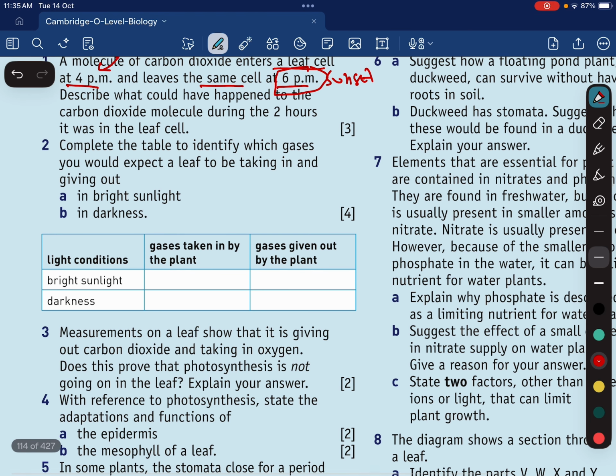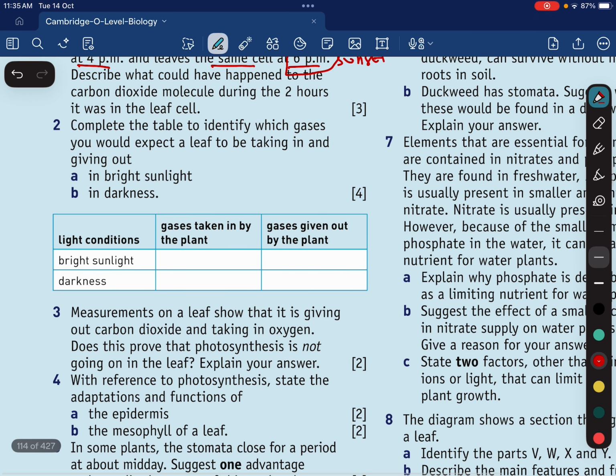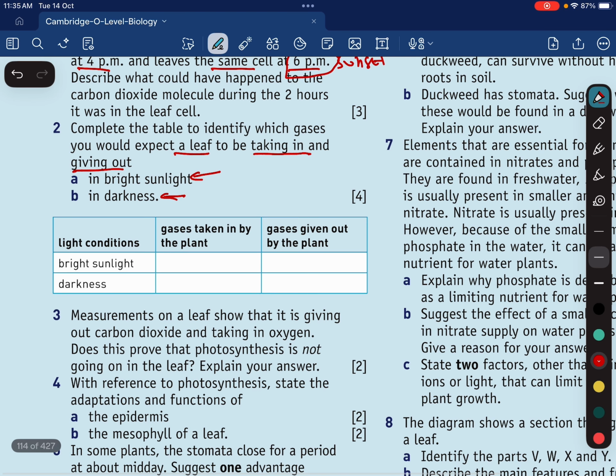Pretty simple. They just wanted you to explain what's going to happen at the time when the sun is present and at the time of sunset. That's just what you need to know. Question number 2. Complete the table to identify which gases you would expect a leaf to be taking in and giving out in bright sunlight and in darkness. Pretty simple, same concept which we just applied in question number 1.